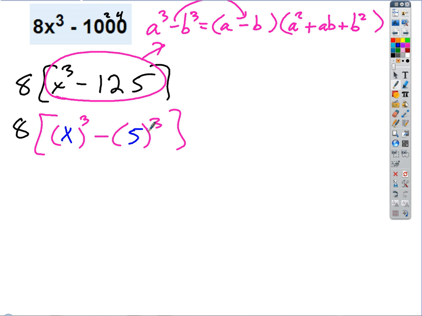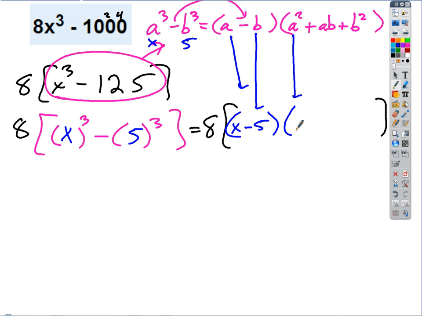Okay. So for us then, instead of a's and b's, we have x's and 5s. We're just going to follow that pattern, right? So our answer then should equal 8 times what this pattern gives us for x and 5. Well, what's that tell us? A minus b is going to become x minus 5, right? Then a squared is going to be x squared, plus ab is going to be 5x, and then b squared, 5 squared, is 25, right?